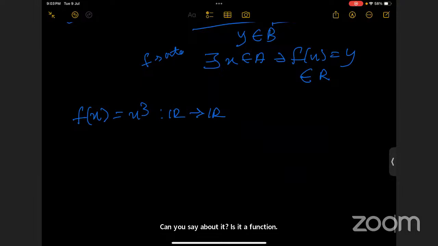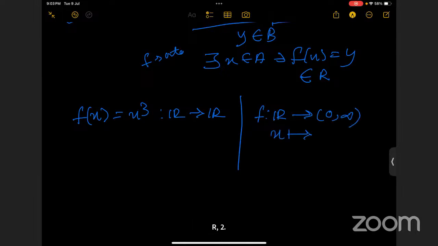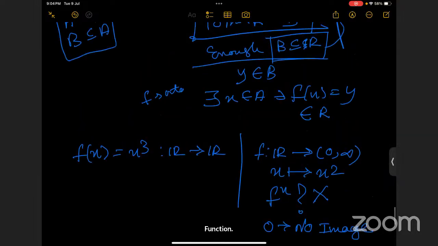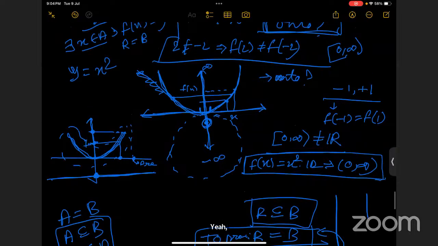Let me write it again. I am taking f from R to 0 infinity, x goes to x square. Is it a function? No, ma'am. Why? Because for 0 there is no value. For 0, there is no image. So this is not a function. Now you can tell what is your doubt.